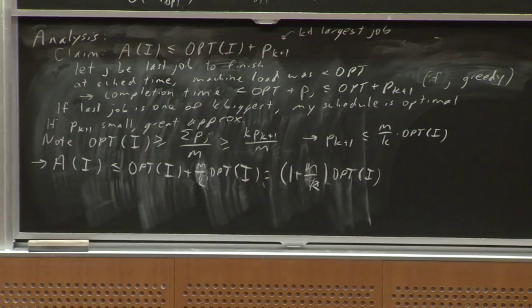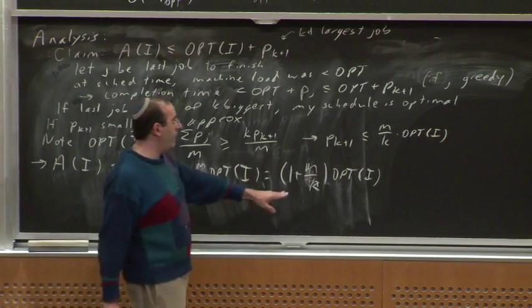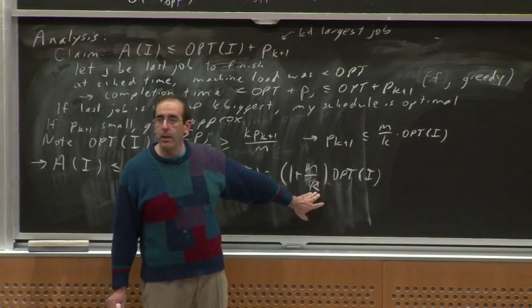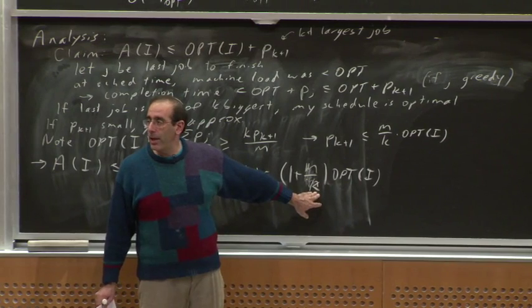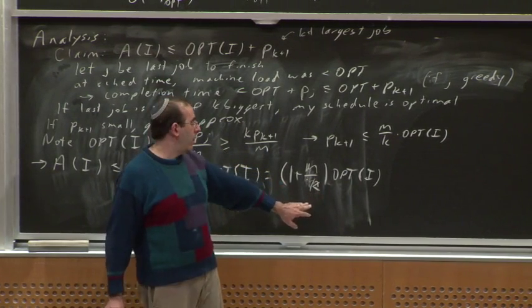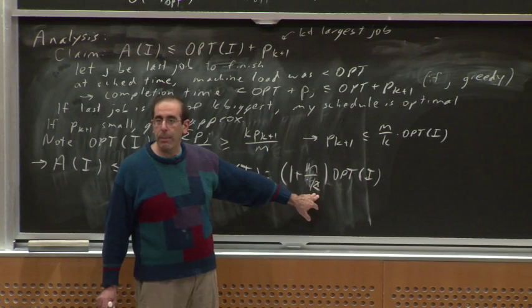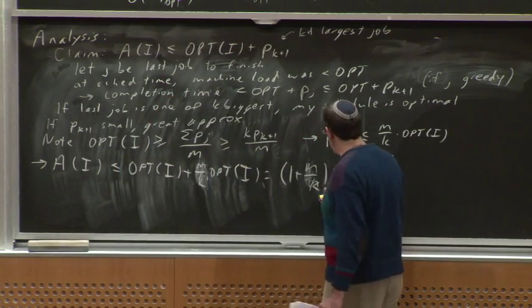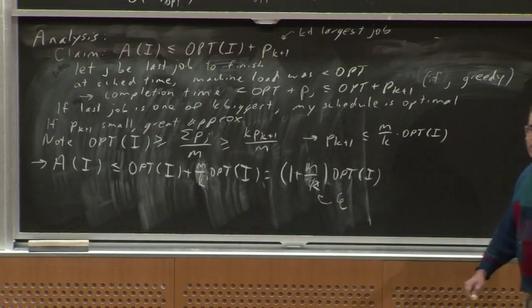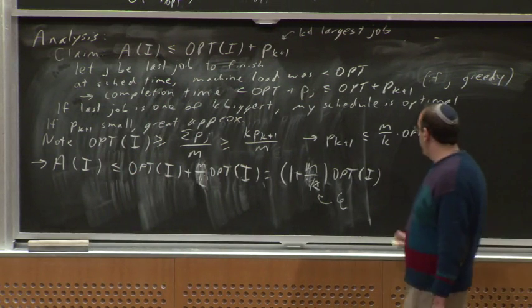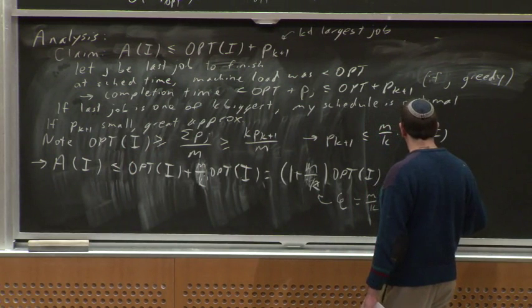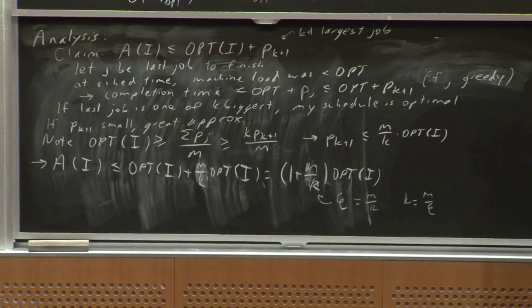And what's nice about this approximation bound is that, if I want to achieve a certain ratio, a certain approximation, I just need to pick k appropriately. So if somebody tells me that they want a 3/2 approximation, I just need to set k equal to m. So in particular, this is my epsilon for my approximation algorithm. So epsilon is equal to m over k. In other words, I need to set k equal to m over epsilon if I want an epsilon approximation.